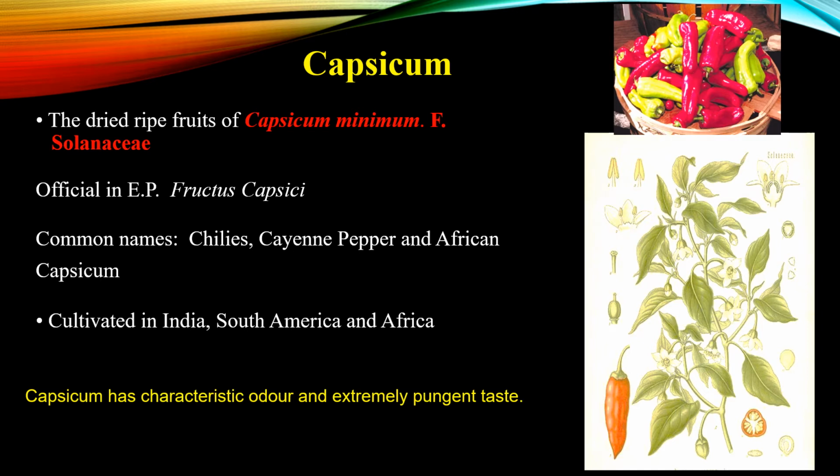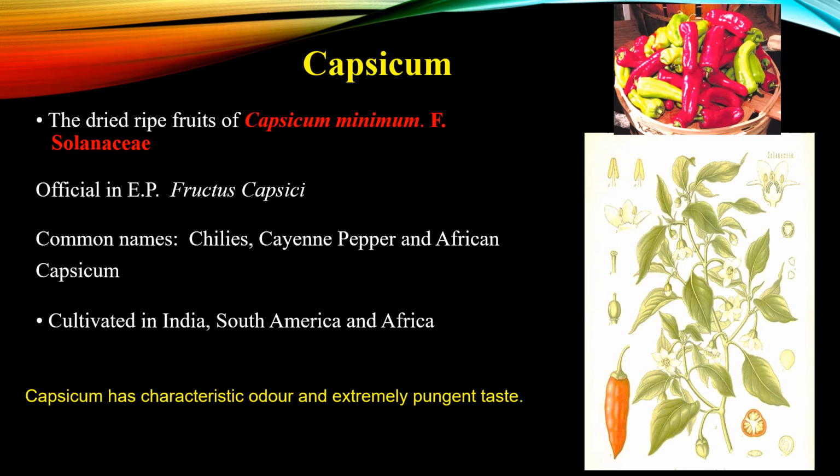The first fruit is capsicum, which is the dried fruits of Capsicum minimum, family Solanaceae. It is official in the Egyptian Pharmacopoeia under the name Fructus Capsici. There are several common names of capsicum, such as chilies, cayenne pepper, and African capsicum. It is cultivated in India, South America, and in Africa.